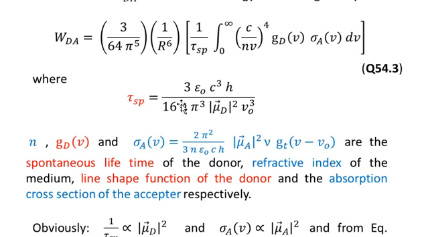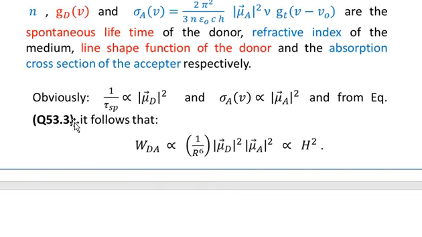Here τsp, n, gd(ν) and σa(ν) are the spontaneous lifetime of the donor, refractive index of the medium, line shape function of the donor, and the absorption cross section of the acceptor respectively.